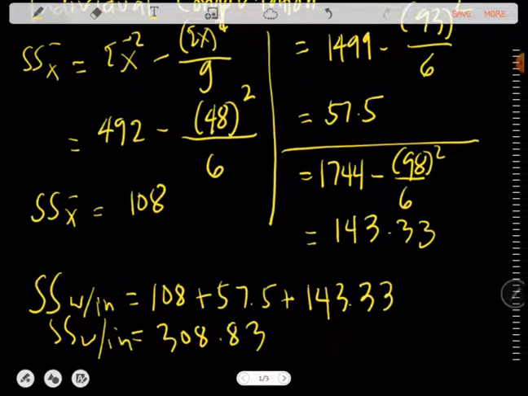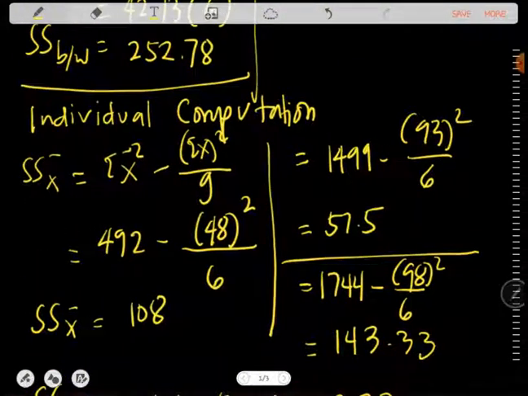Okay? So I hope na nasusundan nyo yung ating solution. So after that, kunin naman natin yung mean square. O malapit na tayo doon, no? Kasi yung mean square kasi gagamitin natin yung ating SS between at saka yung SS within. Okay?